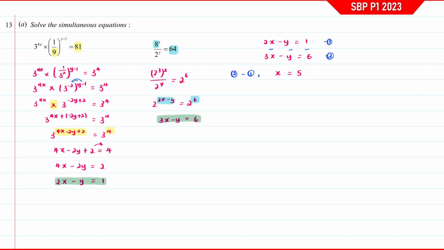Then we're going to substitute x equal to 5 into equation number 1 to find the value of y. Then 2 times 5 minus y is equal to 1. So 10 minus y is equal to 1. To find the value of y, y is equal to 10 minus 1, which is 9. Then we have already solved these simultaneous equations.